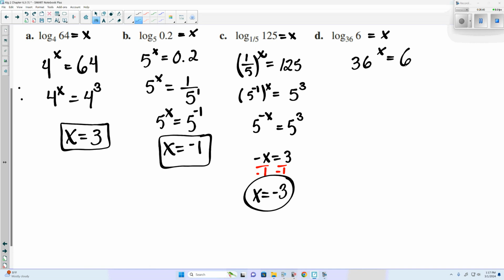Now this one here, again, we've been trying to get them to be the same. Well, we have 36 and 6, and up to this point, we've been mainly changing the number that didn't have the variable. But here it's going to be easier to change 36 than it is to change 6. Because really here we have 6 to the first. That'll come into play in a minute.